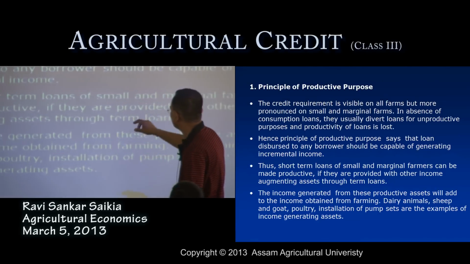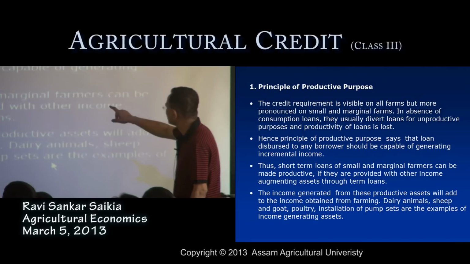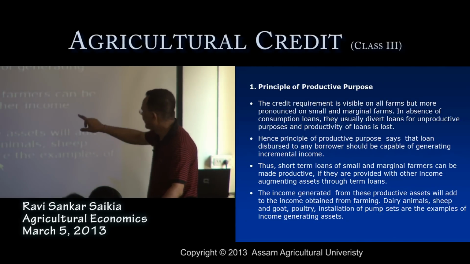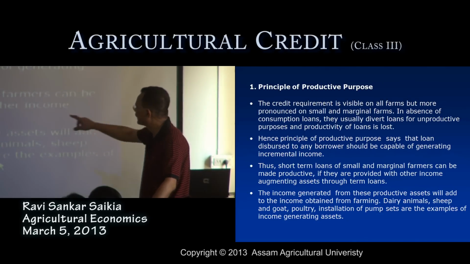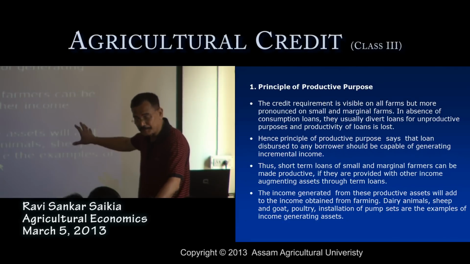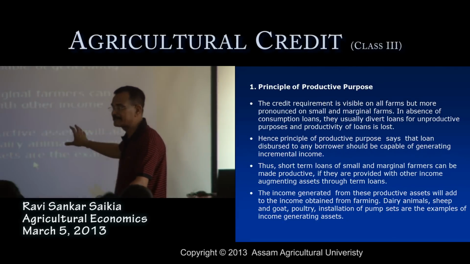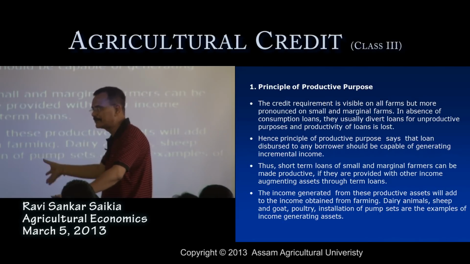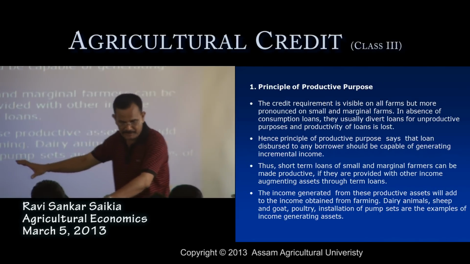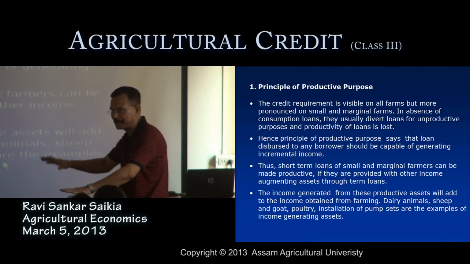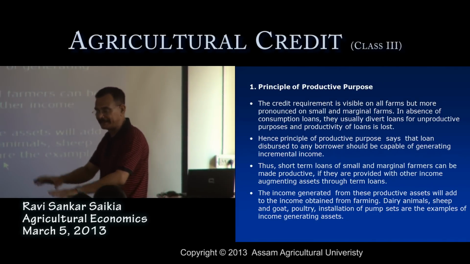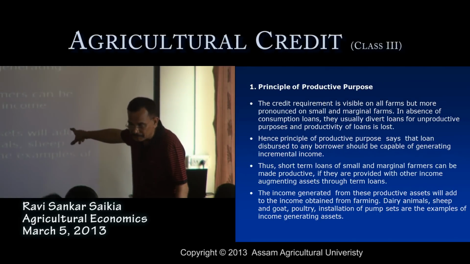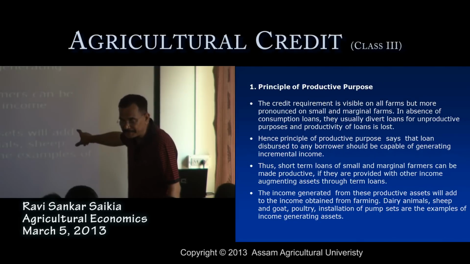So, short-term loans given to small and marginal farmers can be made productive. Yes, it is productive, but they should also be provided with other income augmenting assets through term loans. Now banking organizations are taking this principle along with other types of loans, in the form of crop loans or any type of short-term loans. The beneficiary farmers already selected by the banking organizations are also given some amount of loan for income generating assets.